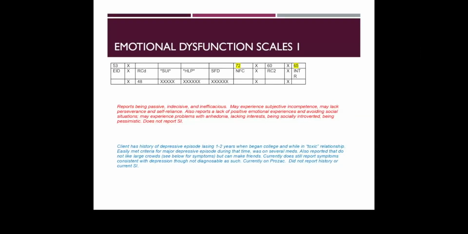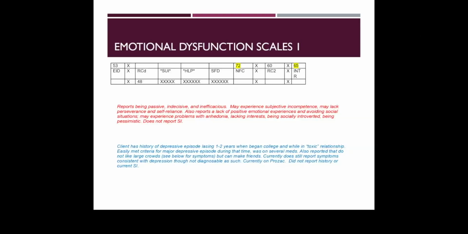They did not report suicidal ideation. And the client's history is they did have a depressive episode that lasted a pretty lengthy period of time at the beginning of college while in a toxic relationship. At that time, they did meet criteria for major depressive episode and had been placed on several different antidepressant medications, one of which had the terrible cognitive side effects. They did report, we'll talk later, not liking large crowds, but are able to make friends generally.